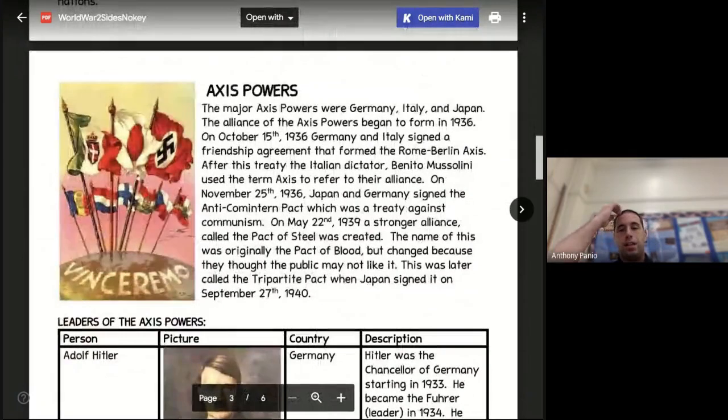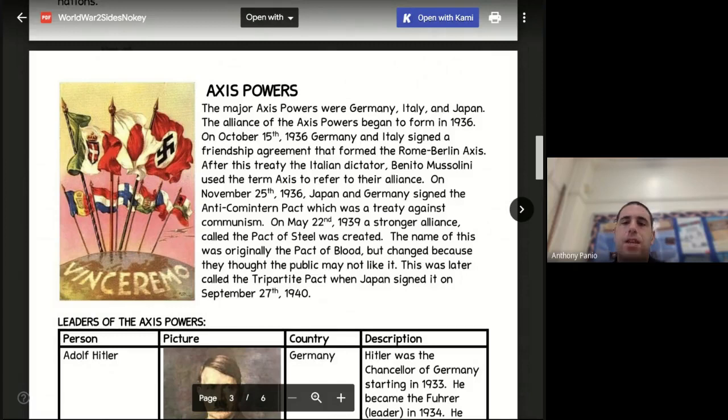All right, now let's look at the Axis powers. Okay, this is the other side, the quote-unquote bad guys of World War II. The major Axis powers were Germany, Italy, and Japan. The alliance of the Axis powers began to form in 1936. On October 15, 1936, Germany and Italy signed a friendship agreement that formed the Rome-Berlin Axis. After this treaty, the Italian dictator Benito Mussolini used the term Axis to refer to their alliance.